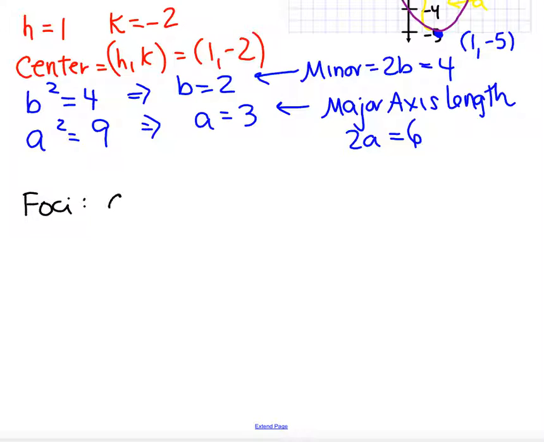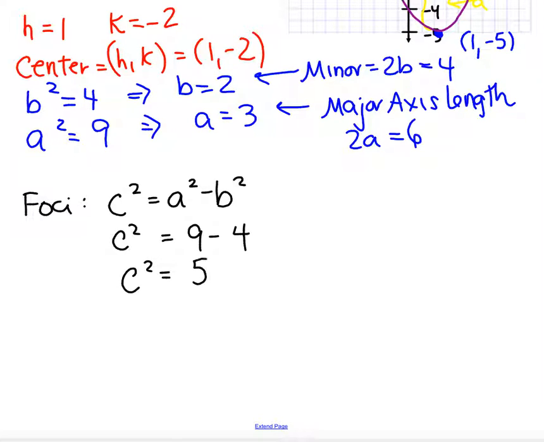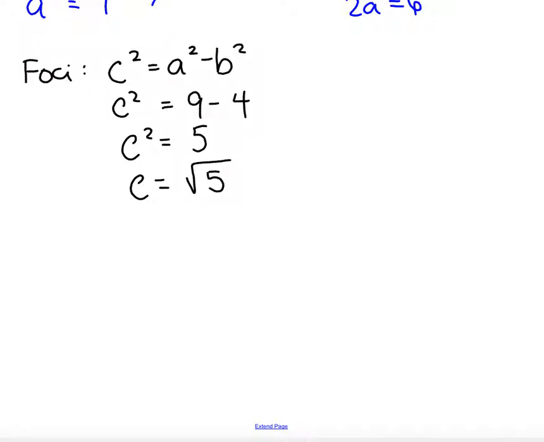So yesterday we used this equation, c squared equals a squared minus b squared. We need to find the c. So we substitute in our a squared, which is 9, our b squared, which is 4. We solve this for c. So 9 minus 4 is 5. We square root it. So c is square root of 5. Square root of 5 is approximately 2.2.